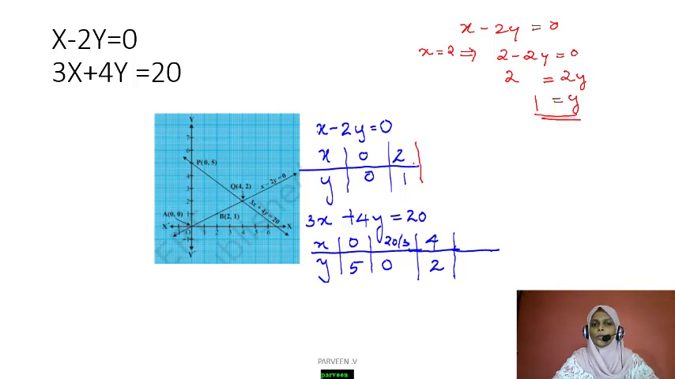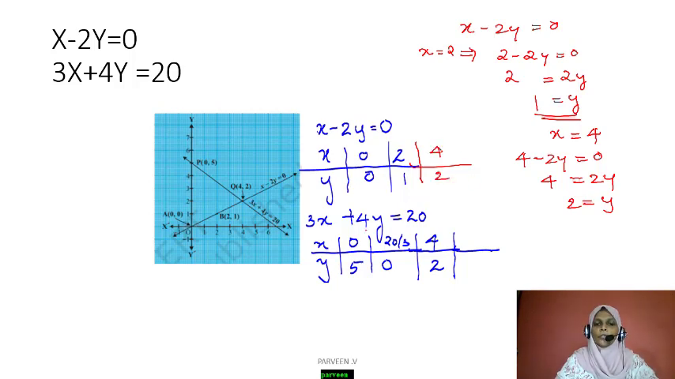You can find one more value here. Say put x is equal to 4. So the equation becomes 4 minus 2y is equal to 0. You can take any value which gets satisfied. 4 is equal to 2y. y is equal to 2. So I can fill the table here for 2.